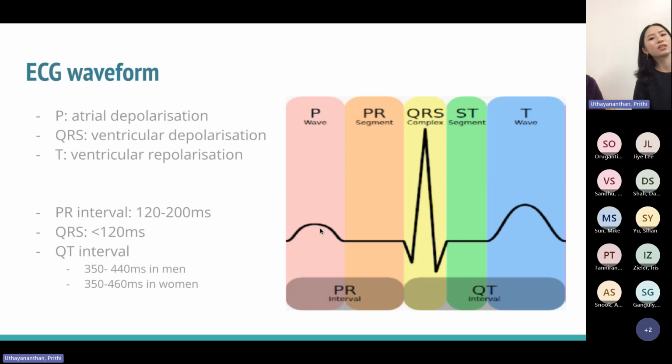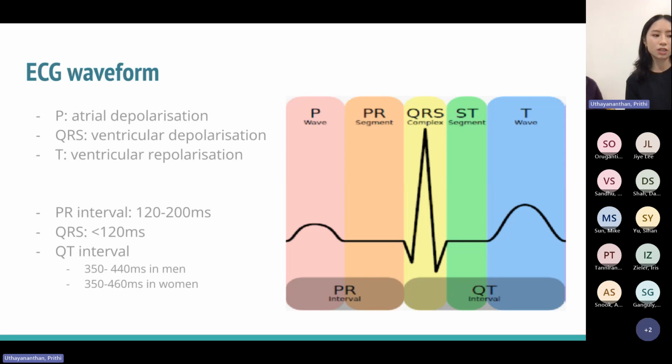So we're going to go to the basics. When I started 4th year, I didn't remember anything. So we're just going to look at the ECG waveform and its components. This is a picture of a sinus rhythm, so it's normal. There's a P wave, a QRS complex, and a T wave. The P wave represents atrial depolarization, which is when the atria of the heart contract. The QRS represents ventricular depolarization, which is when the ventricles contract, and the T wave is ventricular repolarization, which is when the ventricles relax.